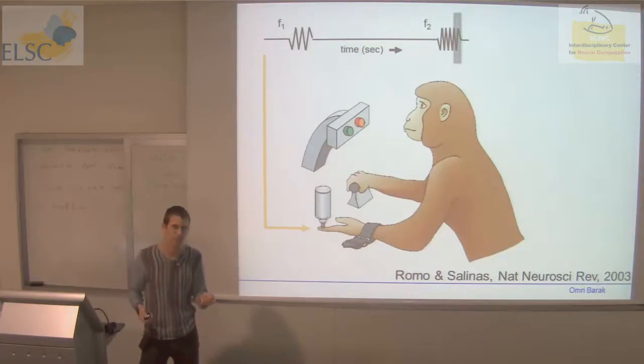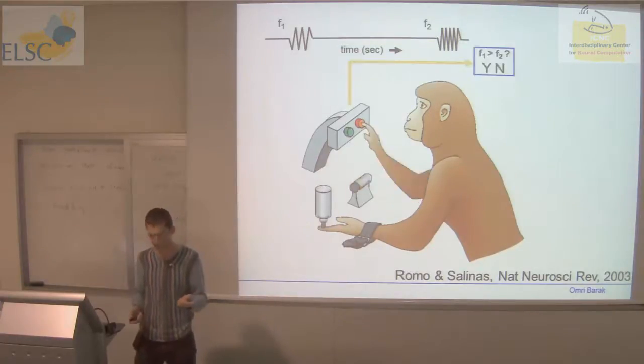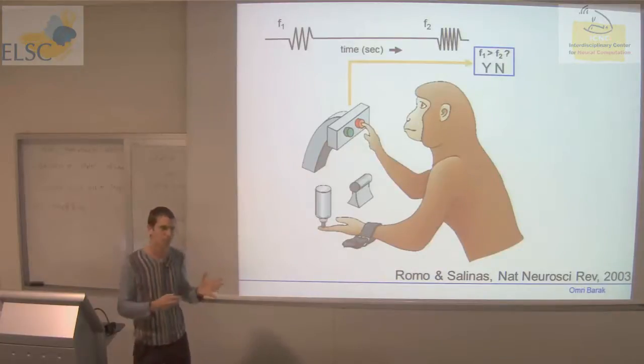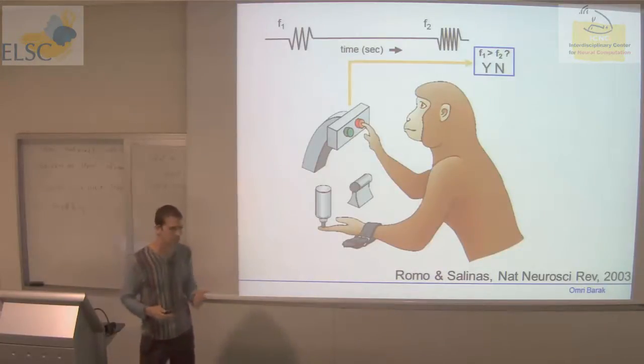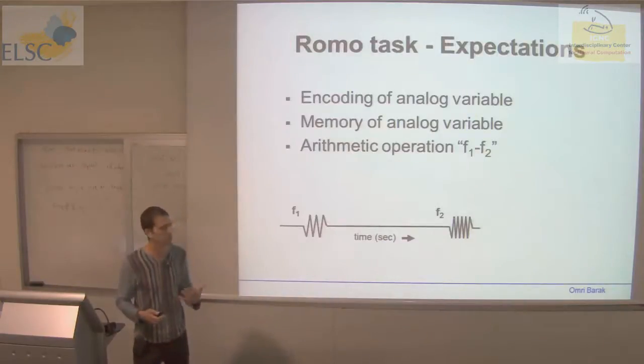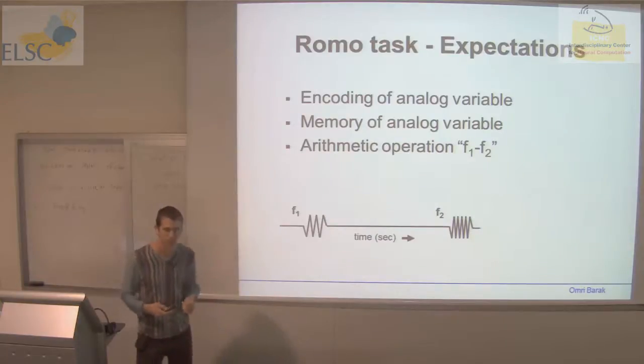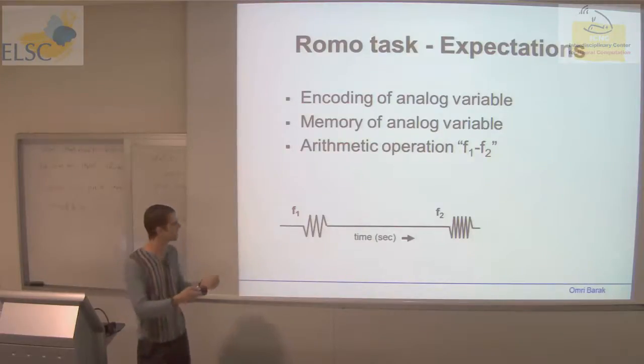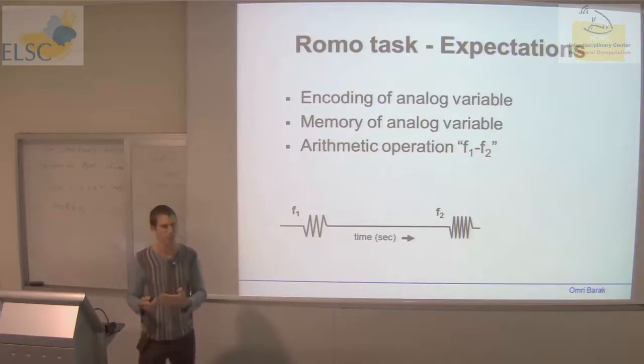The task of the monkey is to report, using a button press, whether the first frequency is larger than the second one. Now, when we think of how the brain might accomplish such a task, several things immediately come to mind: the system somehow has to encode an analog variable, let's say the first frequency, then it has to keep this variable in memory, and finally it has to do math. It has to subtract F2 from F1 in order to determine whether the first frequency is larger than the second one.